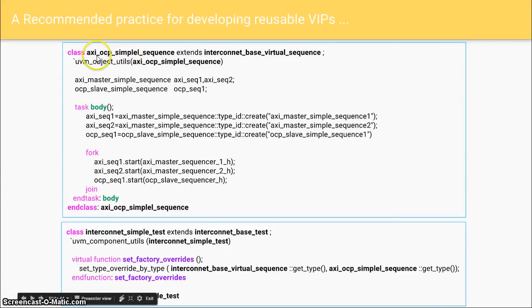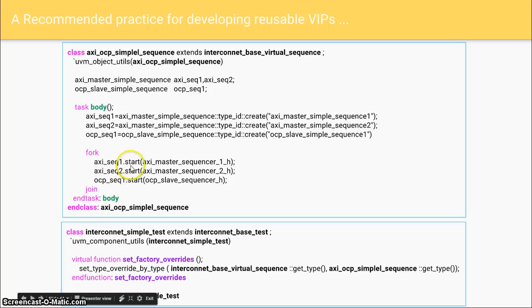So your simple sequence, AXI OCP simple sequence, which is extending from the base virtual sequence we had defined in the previous slide, and there you are declaring three different sequences, like two AXI sequences and one OCP sequence. And in the body method, what you're going to do is you will be creating these sequences and you'll be starting them in the respective sequences.